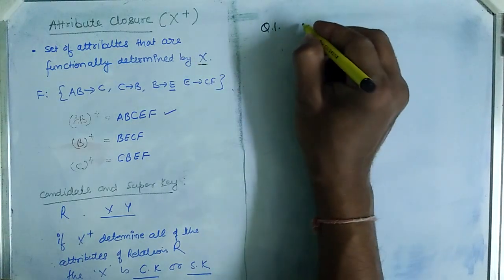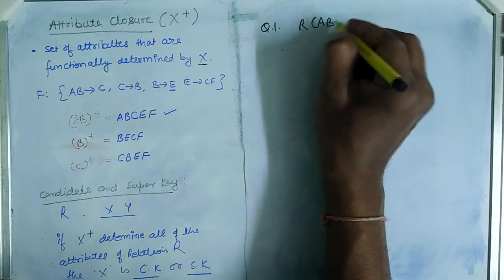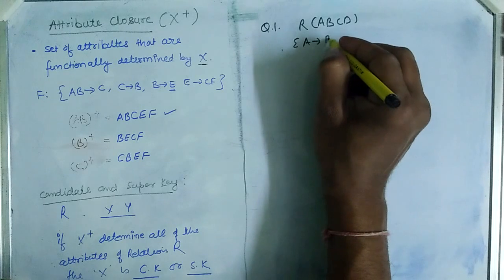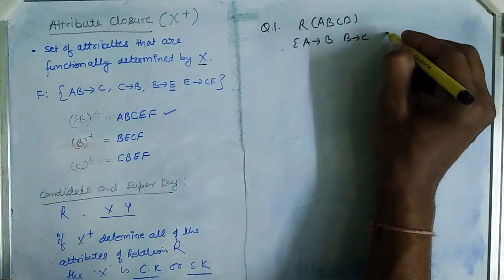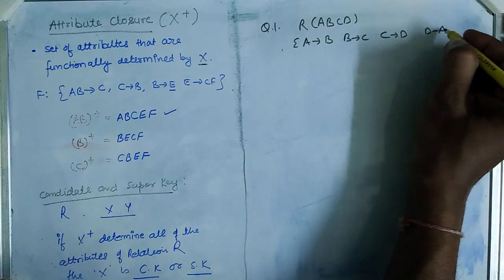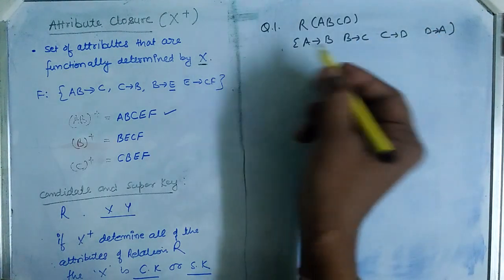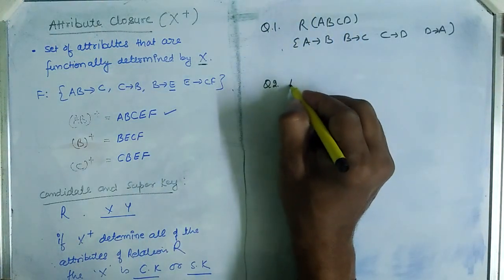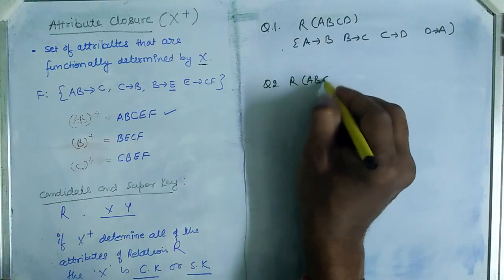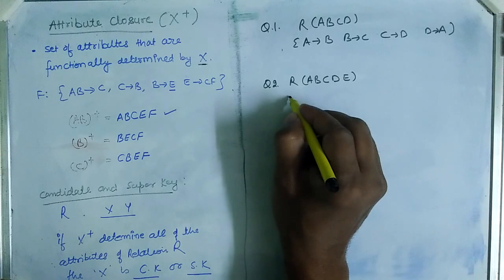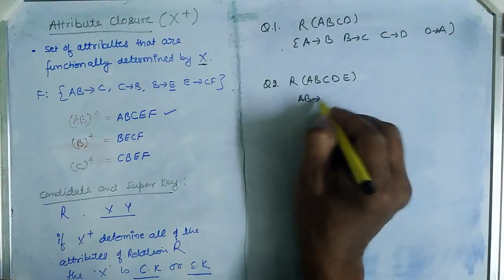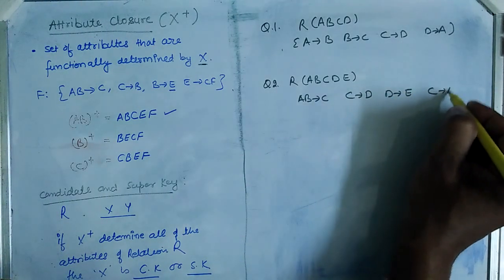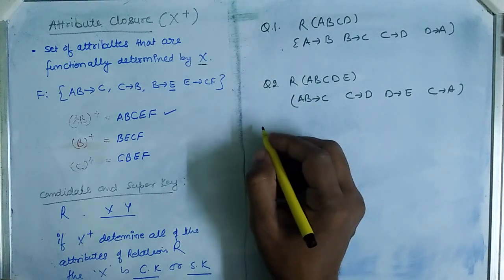Question number 1 is with 4 attributes, and the functional dependencies are A tends to B, B tends to C, C tends to D and D tends to A. You have to find all the candidate keys in this relation. Question number 2 is with A, B, C, D and E, and the functional dependencies are AB with C, C with D, D can derive E and C derives A. Now check for the candidate keys.